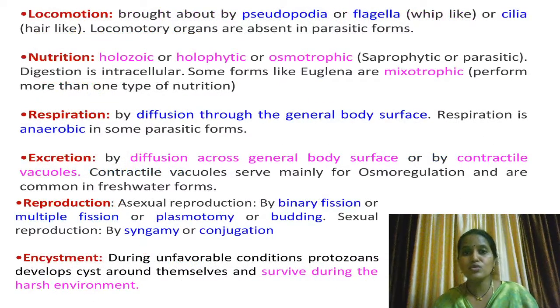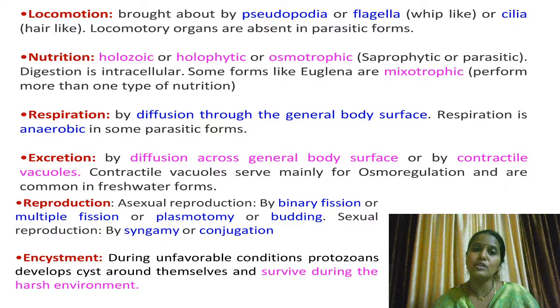Locomotion in protozoans is brought about either by pseudopodia, or by flagella, or by cilia. Locomotory organs are absent in parasitic forms of protozoans. As parasitic forms do not need locomotory organs, they are absent in these forms.